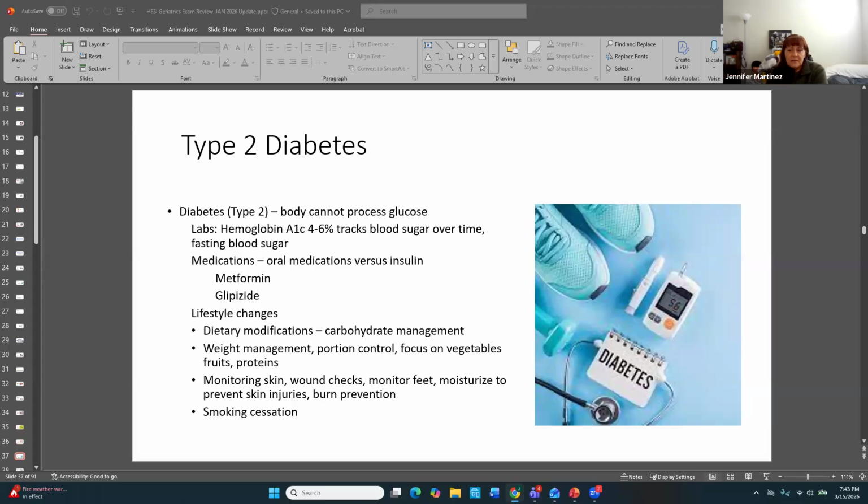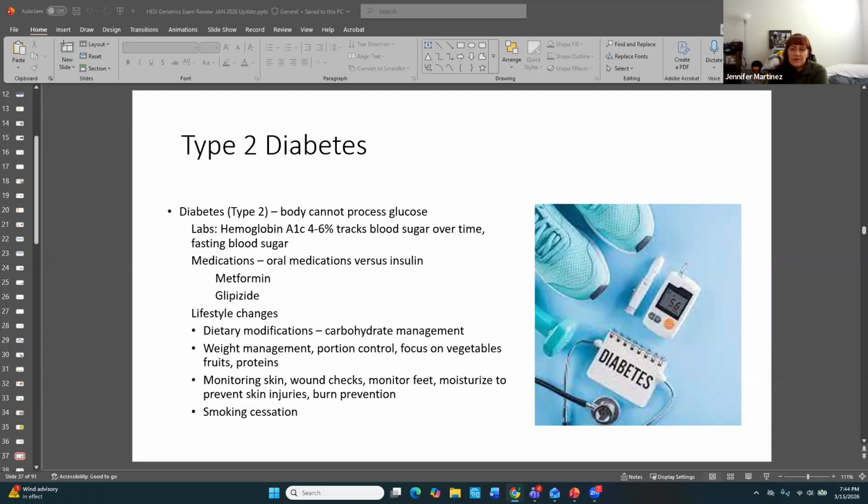Type 2 diabetes. Body cannot process glucose. So with type 2 diabetes, we either have a decrease in our insulin production or we have increased resistance of the cells to the insulin that is being produced. So we'll do a lab. Hemoglobin A1C is an awesome lab. It gives us an average of their glucose levels over the previous 3 months.